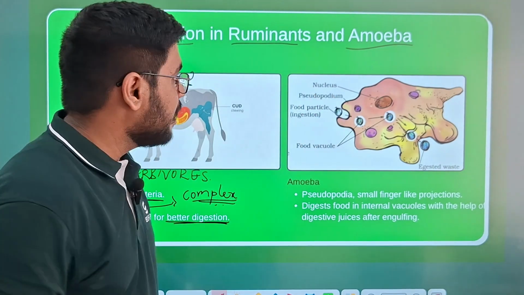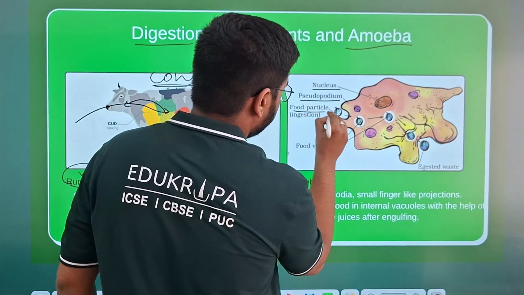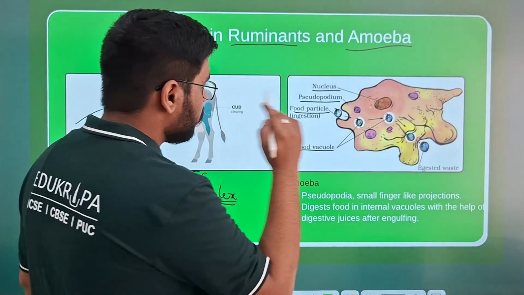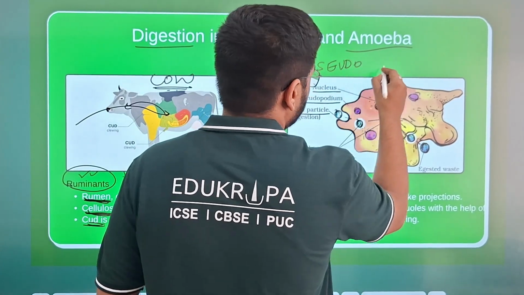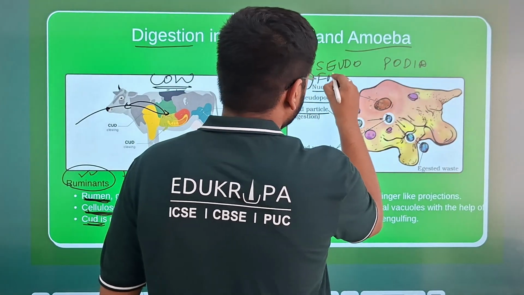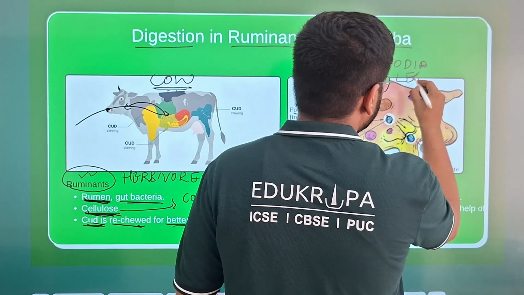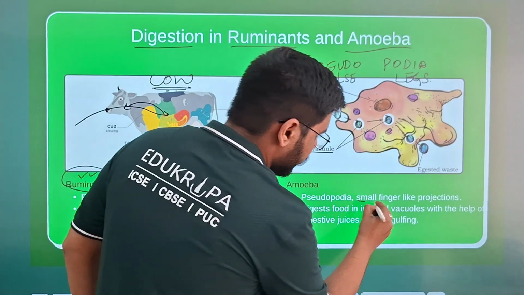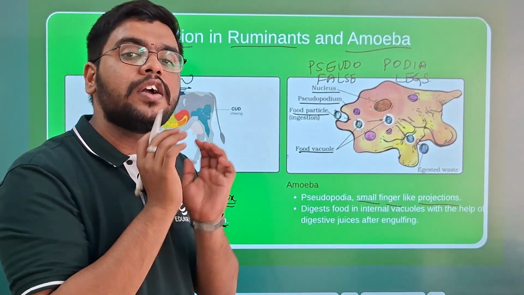Next, we come to amoeba. There are certain parts in amoeba: pseudopodium, nucleus, food particle that is entering, and food vacuole. What does pseudopodia mean? If you break down the word, pseudo means false and podia means legs, which help in the travelling of this. False legs, these are also small finger-like projections present around the amoeba, which help in the engulfing of the food particles.